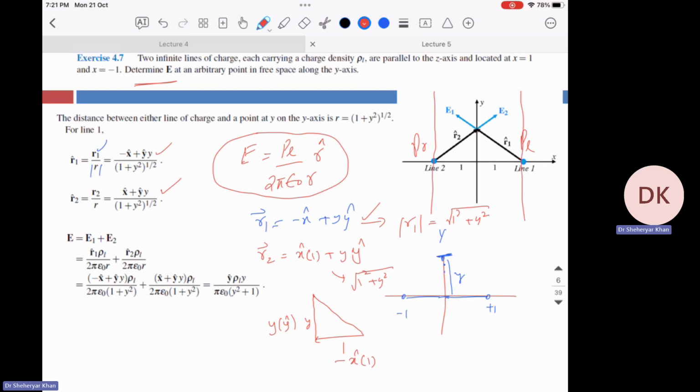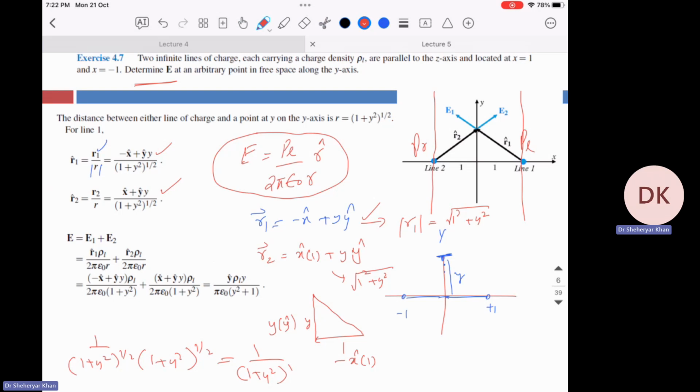Okay. And 2 pi epsilon naught r. So r is given as the square root of 1 plus y square. When you plug in the unit vector, 1 under root times another root becomes power 1. So this becomes power 1, because there are two under roots. And then you can simplify them. X and X will cancel out, and Y can add up.